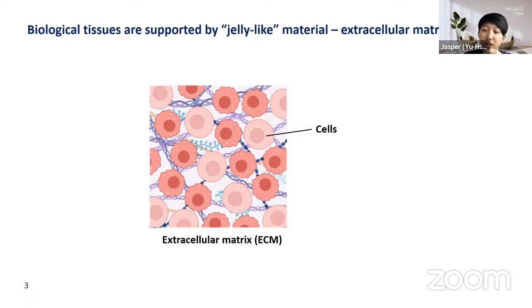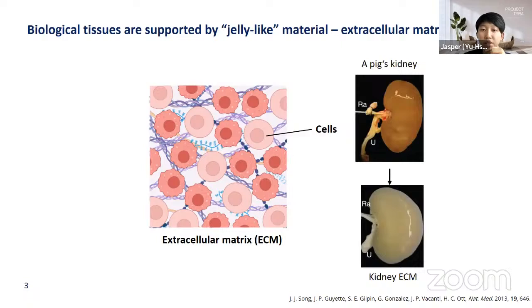Well, it's kind of like jelly, but in our body, it's more than just one component. There are several components playing the role. And actually, extracellular matrix takes up a big part of our organs and tissues. For instance, on the right side, you see a pig kidney. If we remove all the cells from this kidney, then we are left with a kidney extracellular matrix. And you can see that it's a kind of translucent jelly-like material that actually plays a major structural role of the organ.